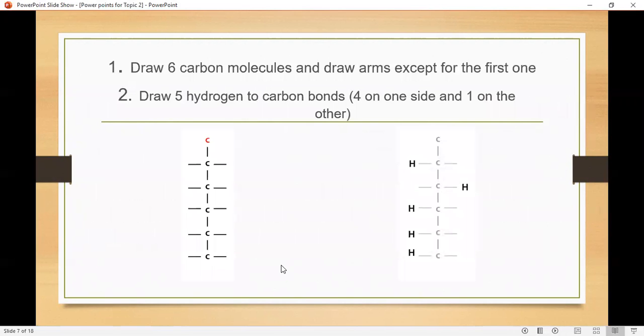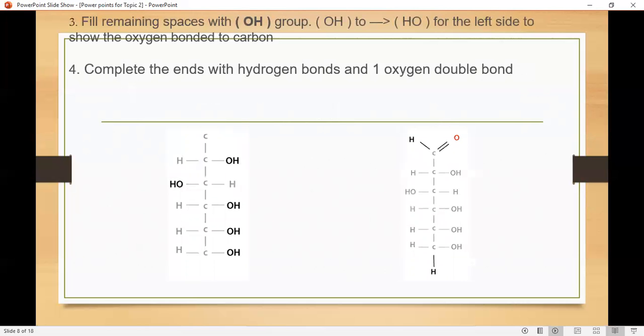So if we want to draw glucose in that Fischer projection, what do we do? Like I said, you have carbon atoms, 6 of them, 1, 2, 3, 4, 5, 6. Then the next step is to attach hydrogen atoms to these carbon atoms. When you do it for glucose, there are 4 atoms of hydrogen on one side and 1 atom of hydrogen on the other side. After doing this, the next step is to attach the OH group, which is the hydroxyl group, to these carbon atoms.